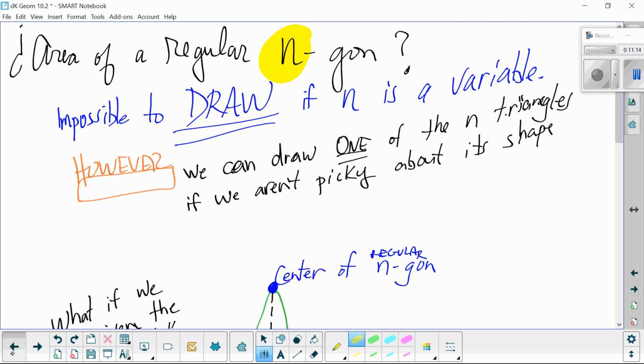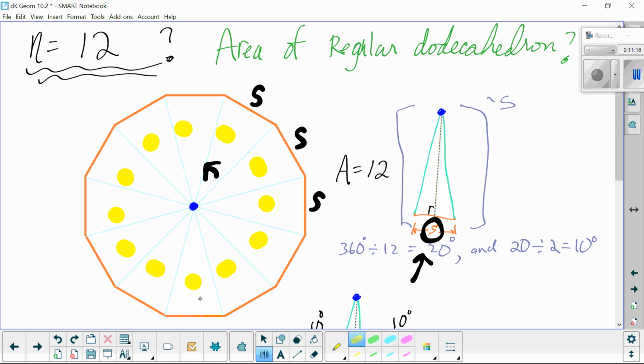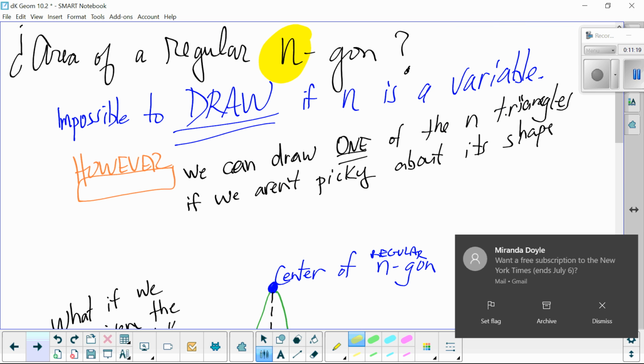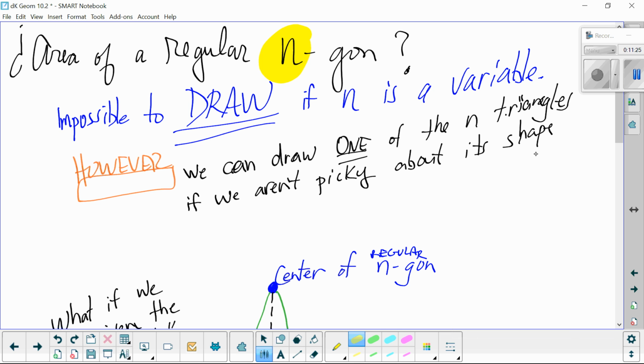And you might say, but we don't know how many sides there are, so we don't know how skinny it's going to be. Well, let's just not worry about that. If we aren't picky about what the shape actually looks like, if we don't care that it's not realistic, we can draw one representative triangle of the n triangles.